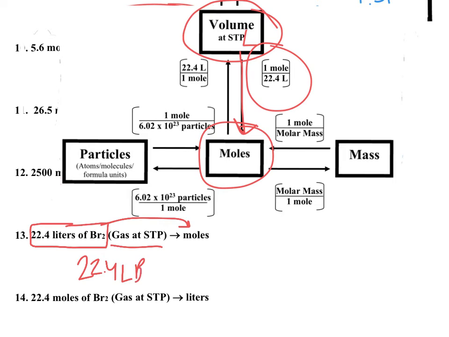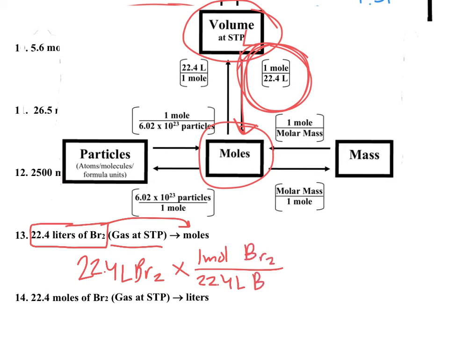So let me write it down. 22.4 liters of bromine. And I'm going to multiply and draw the line and use my conversion factor. It says 1 mole on top, 22.4 liters on the bottom. And I'm going to carry across my object, which is bromine molecule. All right, now that I have that, let me double check that my units cancel out. Liters on top and bottom cancel. I'm left with moles of bromine, which is what I'm trying to solve for. So excellent. I know that my units will be correct.